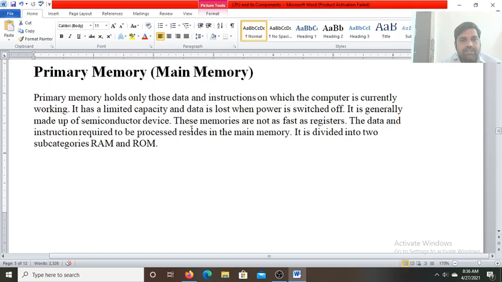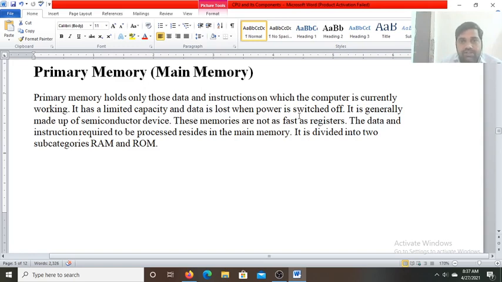Next is the main memory, which is called the primary memory. Primary memory holds only those data and instructions on which the computer is currently working. If you want to open any program, first that program will be fetched from the hard disk to the RAM. RAM also has a limited capacity. The size of the RAM nowadays is 8 GB or 16 GB only, but the size of the hard disk is 1 terabyte or 2 terabytes.